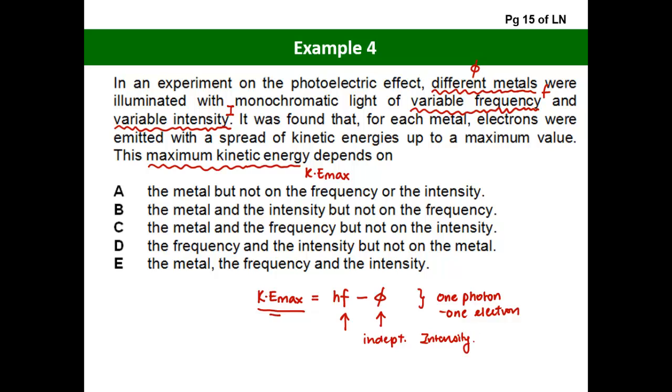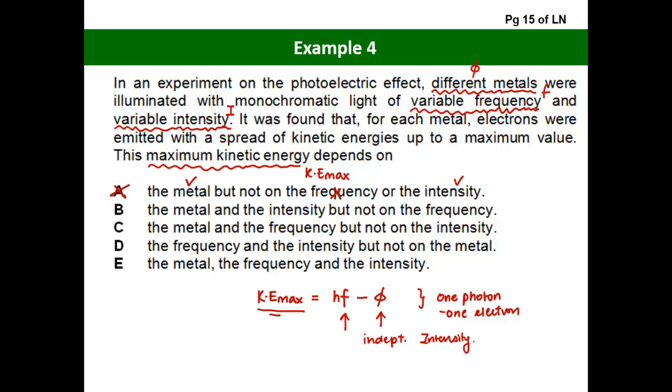Let us look at A. Is it wrong or right? It is actually wrong. Why? Because yes, it depends on the metal, but it tells us that it's not dependent on the frequency, so this is incorrect. This is correct, it's independent of the intensity, but A is wrong because it tells us that it's not dependent on the frequency.